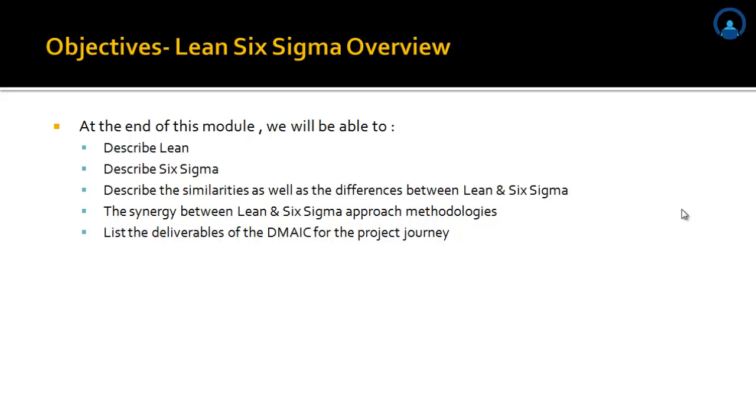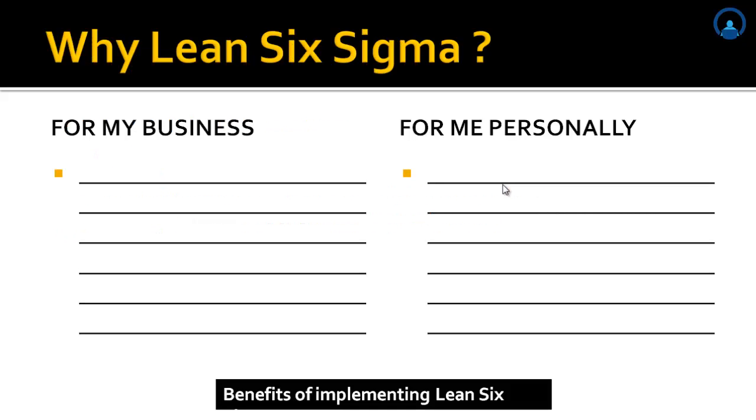So the broad objectives of the overview module are that at the end of this module, you will be able to describe Lean, describe Six Sigma, and describe the similarities as well as the differences between Lean and Six Sigma. You will understand the synergy between the Lean Six Sigma approach and methodologies, and list the deliverables they make for the project journey. Let me give you one homework, which you need not answer right away.